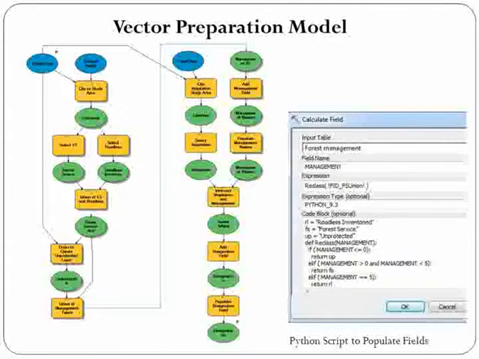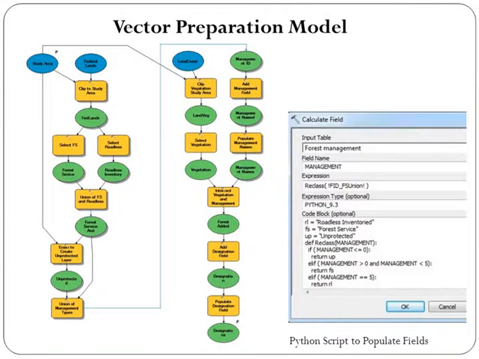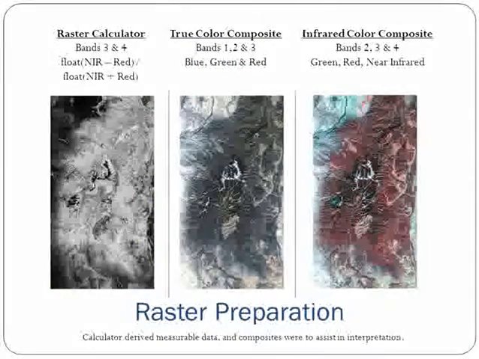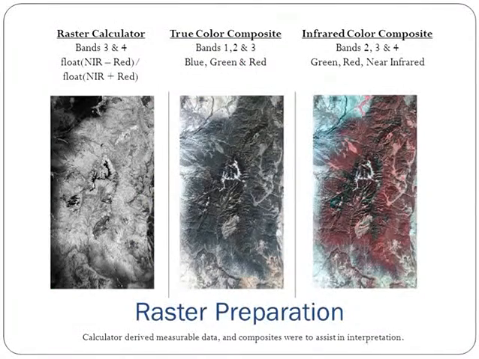I built a vector model so that this study could be repeated anywhere in New Mexico. It required a Python statement to populate the fields. Next, I created 3 raster data sets clipped to the study area. With the raster calculator, I created the NDVI. Then I created a true color composite and an infrared color composite to help in analyzing the data.